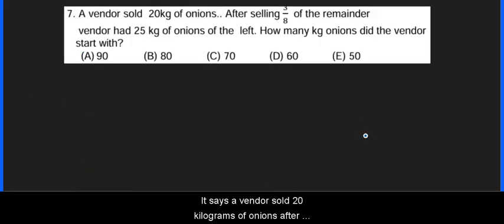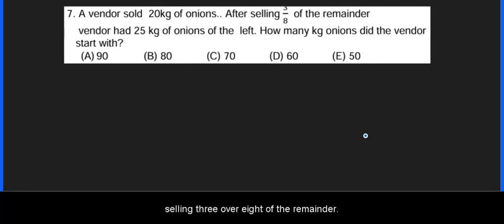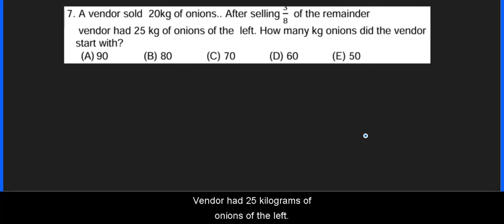Question 7, it says, a vendor sold 20 kg of onions. After selling 3 over 8 of the remainder, vendor had 25 kg of onions left. I think it meant onions left. How many kg onions did the vendor start with? Okay, so we need to find that.